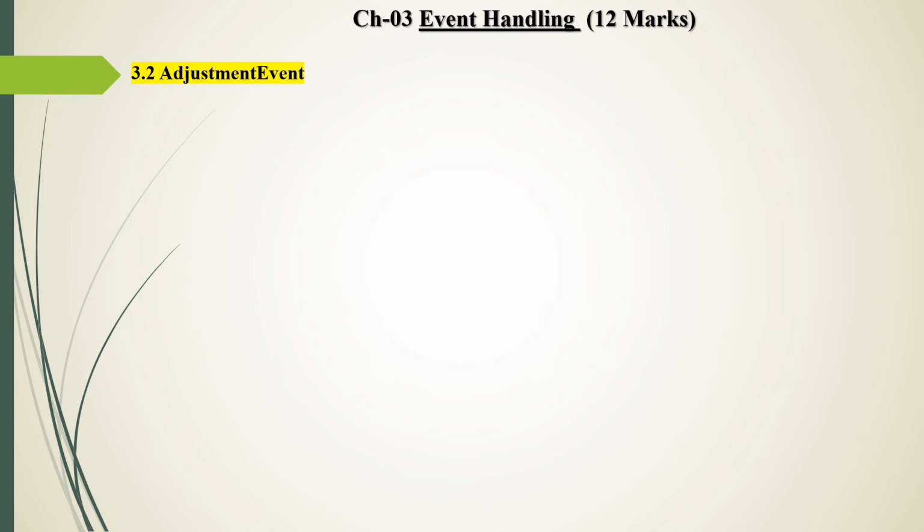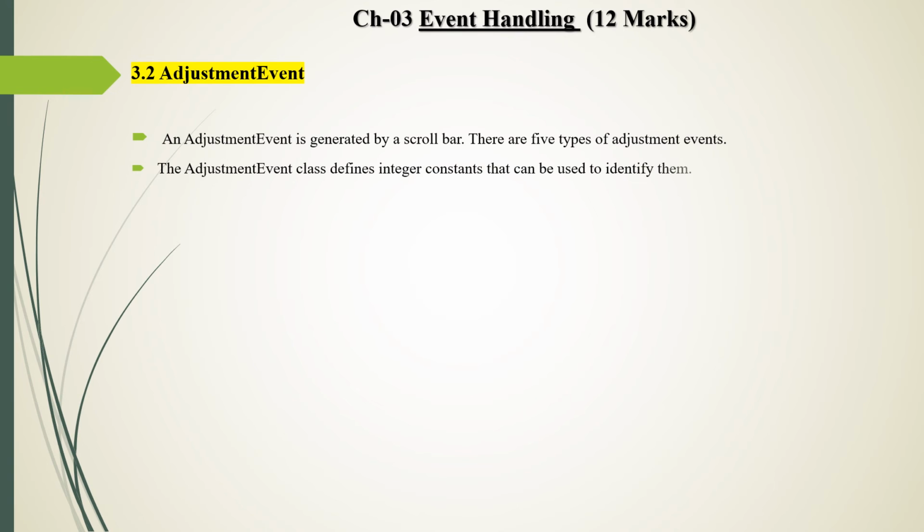Then the next event class is adjustment event. An adjustment event is generated by the scroll bar. So remember, this adjustment event is only generated by the scroll bar. There are 5 types of adjustment events. The adjustment event class defines integer constants that can be used to identify the event.